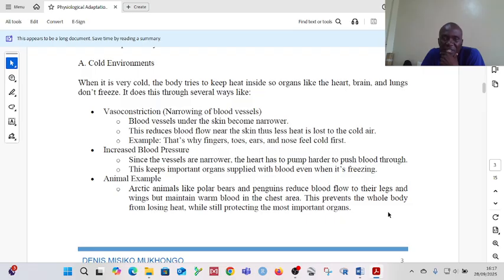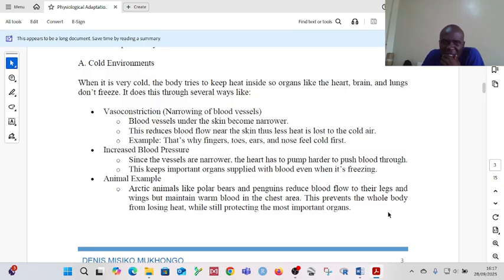By reducing that amount, you also reduce the amount of heat that can be lost to the cold air. Because remember, it's the skin that is in contact with the air, which is cold. Okay?